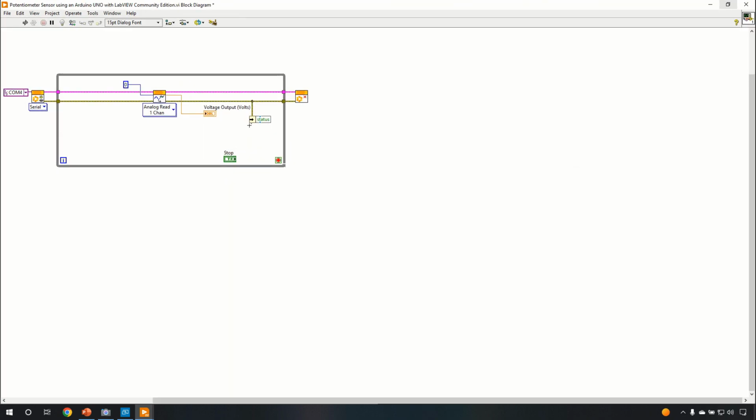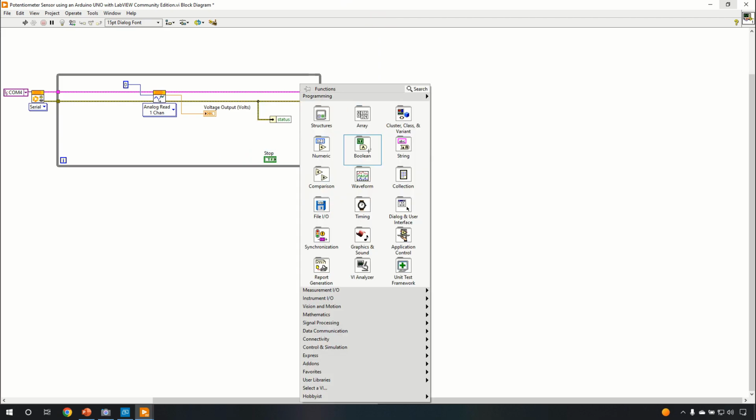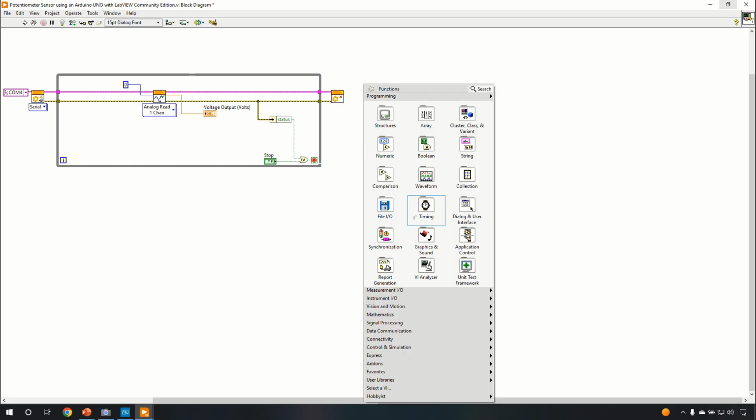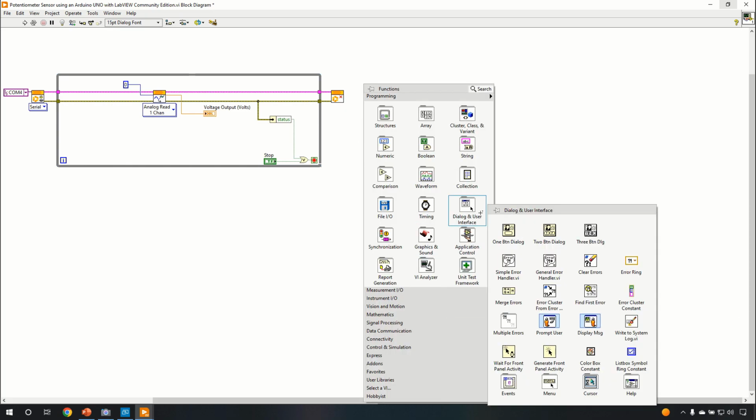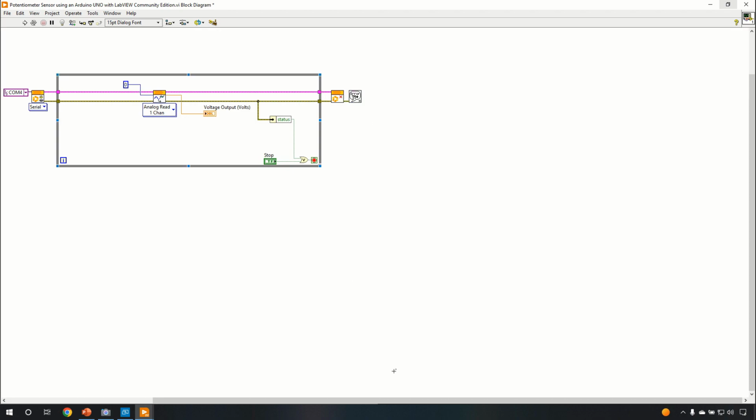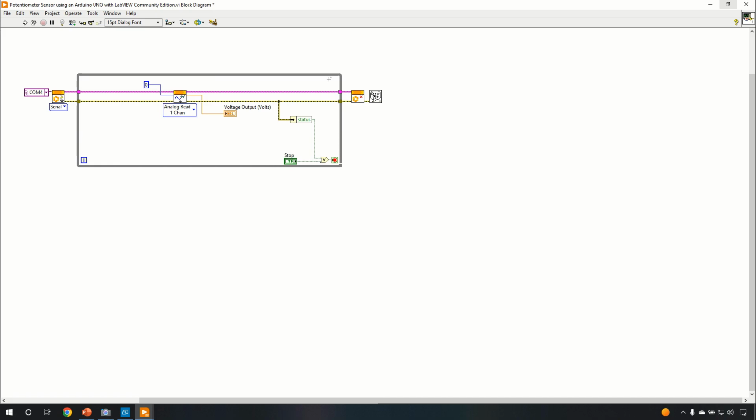So let us maximize in order to have more space. Stop. Boolean or, so we need to stop our code either directly from the stop button or if we have any error. Finally, if we want to report any error message or handle it, we can just have a general error handler. And this is it for our code.